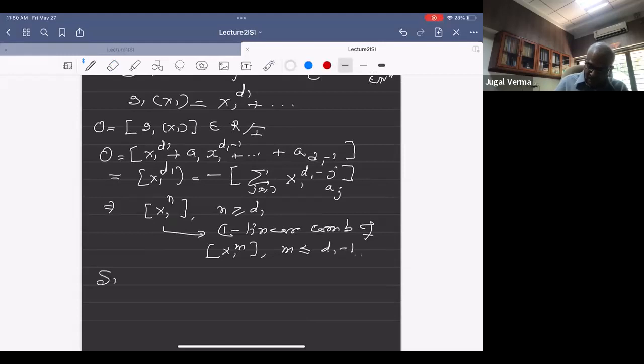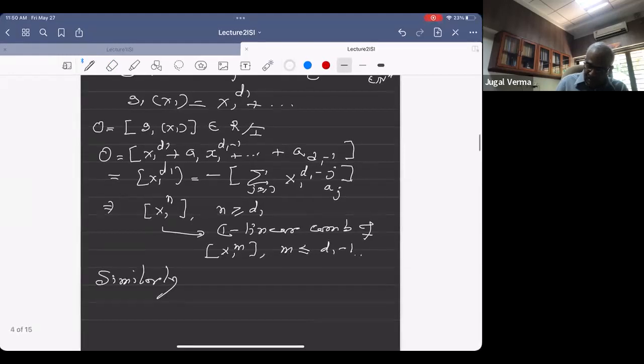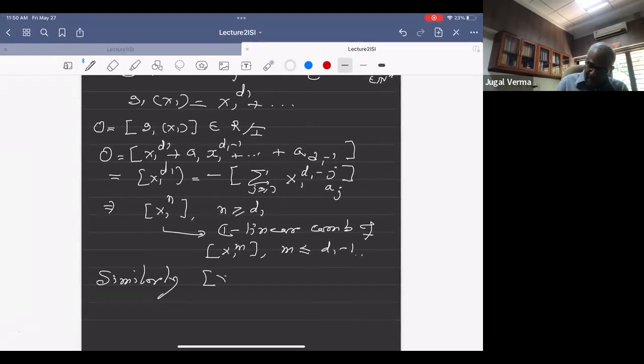And similarly, if I take x1, x2 to the d2, that is a C linear combination of x2 to the m, where m is strictly less than d2, and so on.